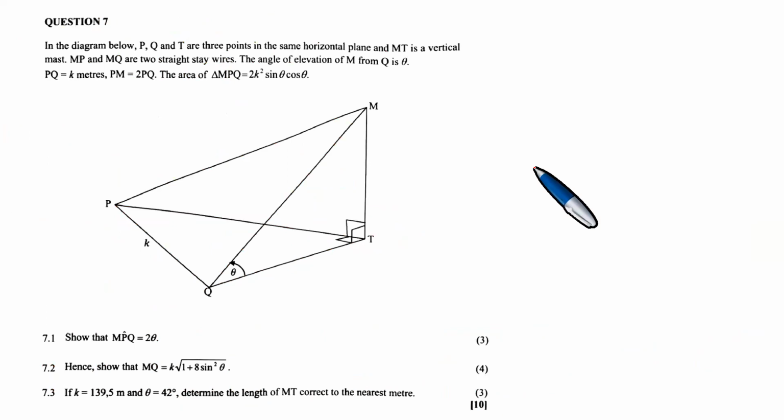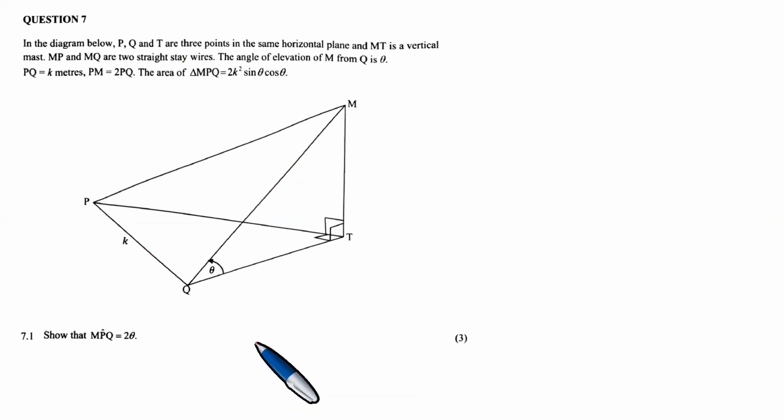The next question is actually from the Gauteng province. It came in the trials of 2023, but we are discussing this specific question. In the diagram below, you have P, Q, and T. These are 3 points, and you should show this and that. I decided to break the question down into digestible pieces so that we can solve it piece by piece.